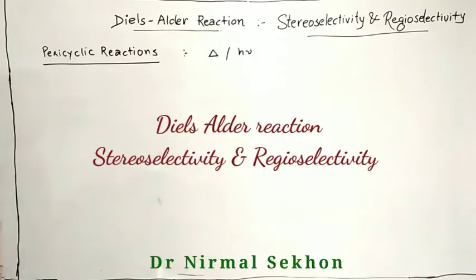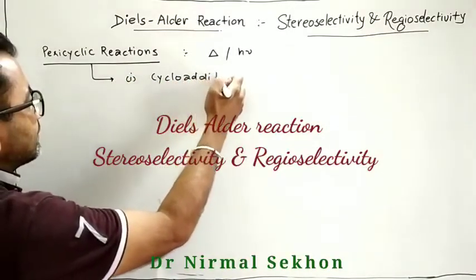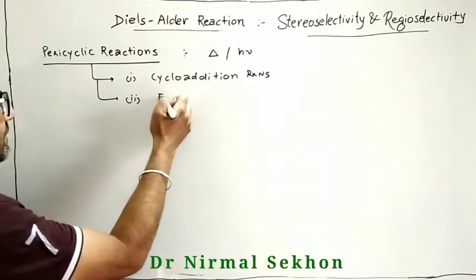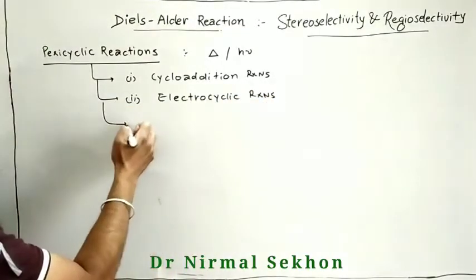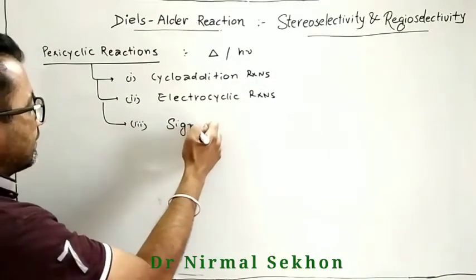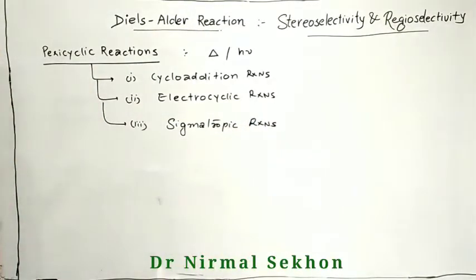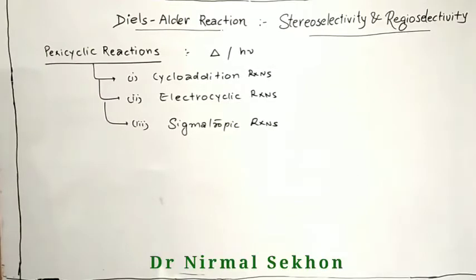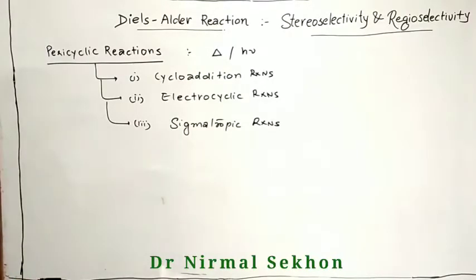These pericyclic reactions are basically of three types. First one is the cycloaddition reaction. Second one is the electrocyclic reaction. And third one is the sigmatropic reaction. All these three types of reactions which come under the category of pericyclic reactions take place in the presence of light or heat. They are quite different from the chemical reactions in which we add some catalyst or provide an acidic or basic medium. Here there is no need for any acidic or basic medium, the only requirement is heat or light.